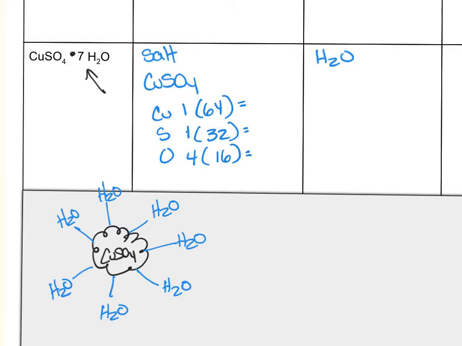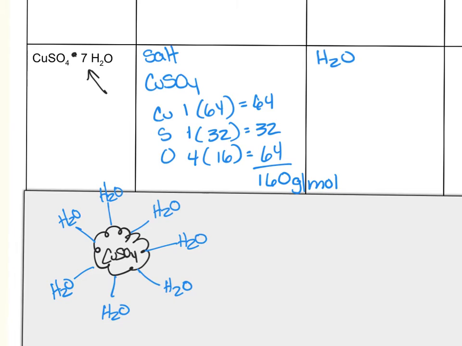If you don't know how to calculate gram formula mass, go back and watch the other video on calculating gram formula mass. And then we're going to multiply them out, 64, 32, and 64. And we're going to add those together, and we're going to get 160 grams per mole.